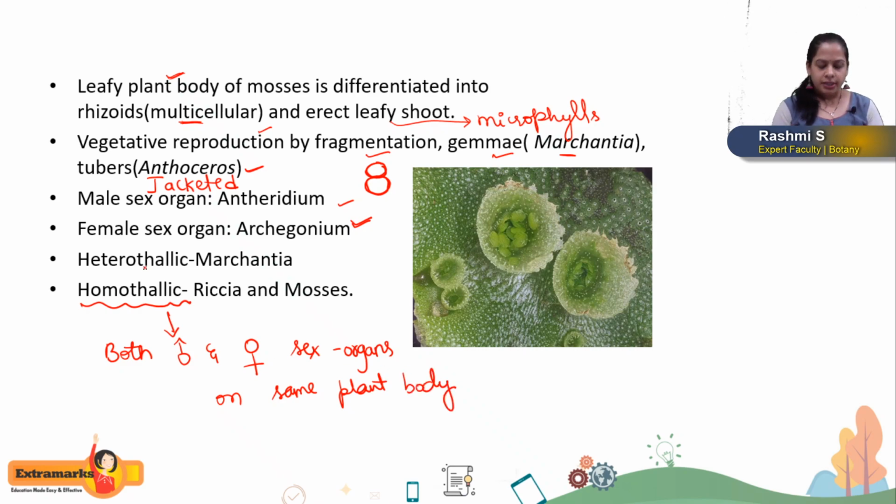Or the bryophytes can also be heterothallic, that is, when the male and the female sex organs are developed on individual plants of the same species. The male sex organ is formed on one individual plant and the female sex organ is present on a different plant, but both of them belong to the same species. Then such bryophytes are called heterothallic. An example is Marchantia.